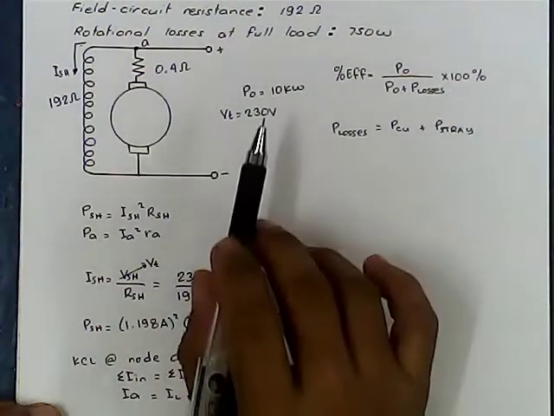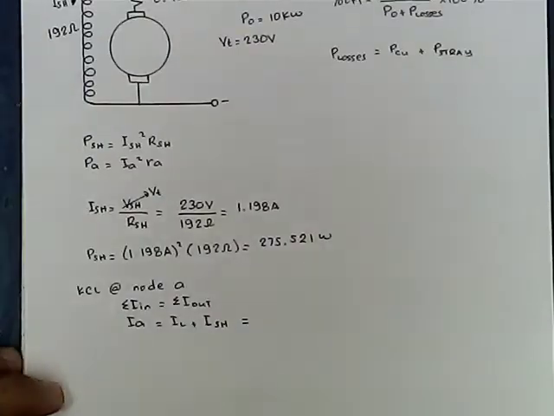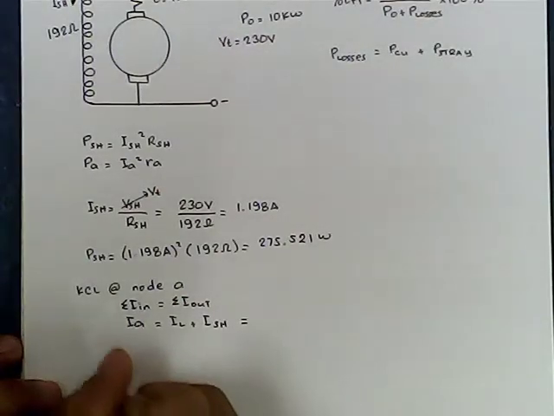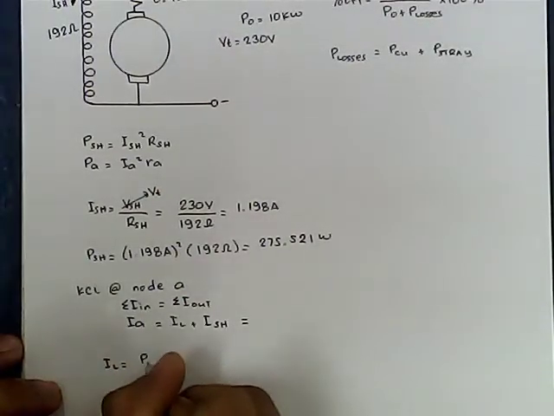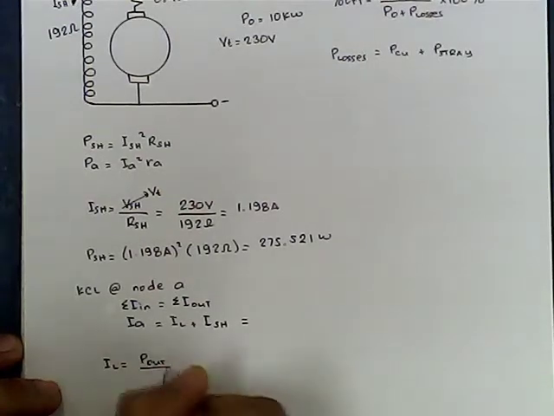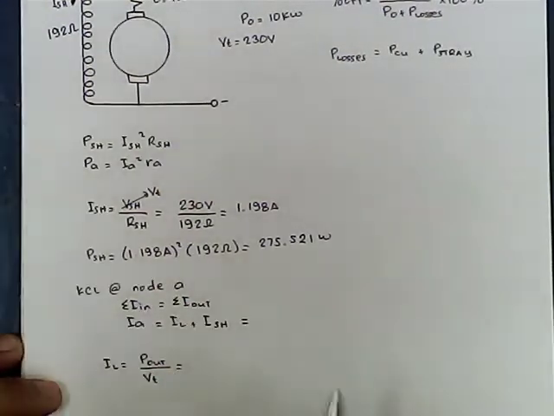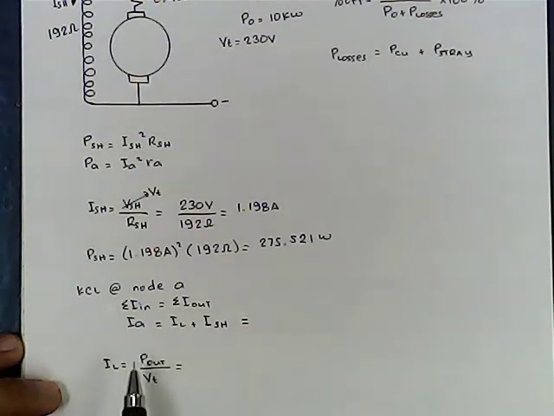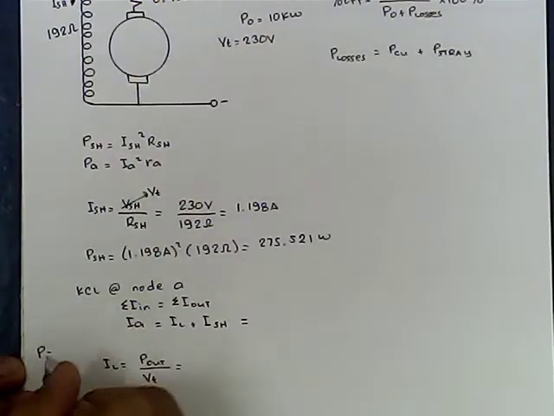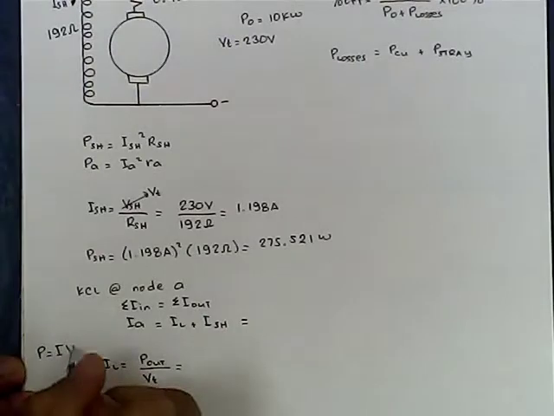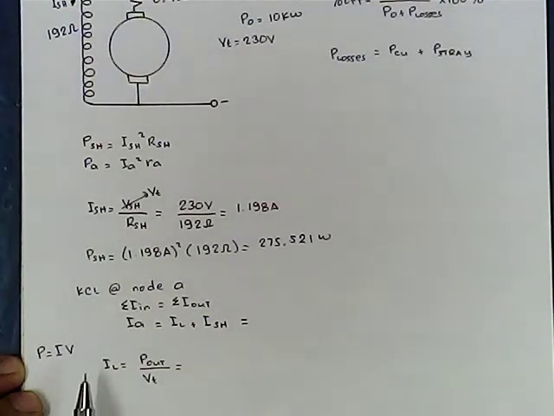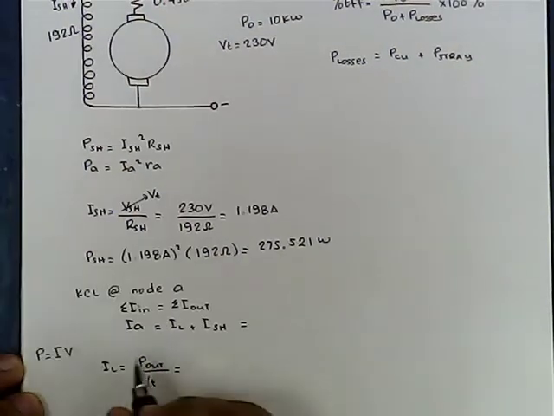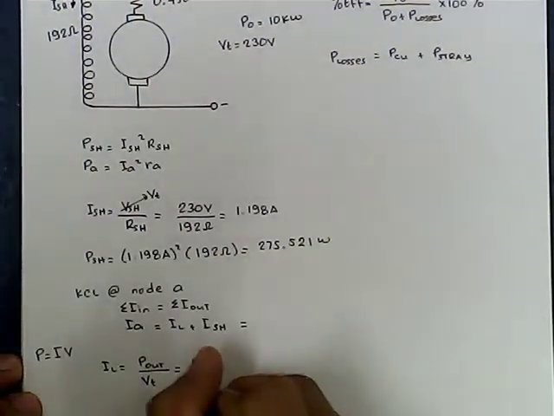Kunin muna natin yung IL. For that, we have IL is equal to the power output divided by the terminal voltage. This is just from the power formula, which is P is equal to the current times the voltage. Nag-cross multiply lang po tayo para makuha natin yung line current. So power output is 10,000 watts.